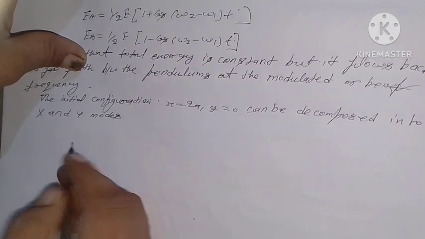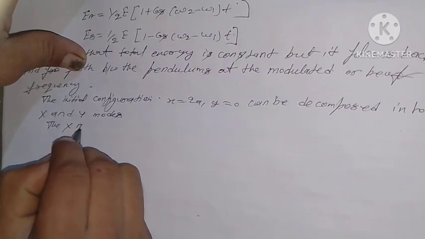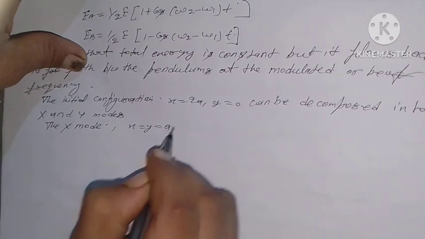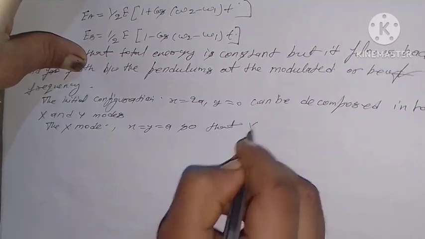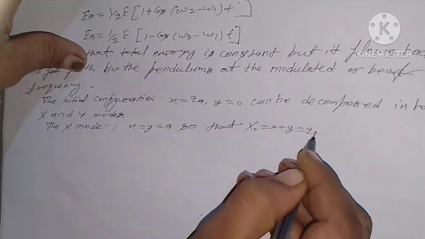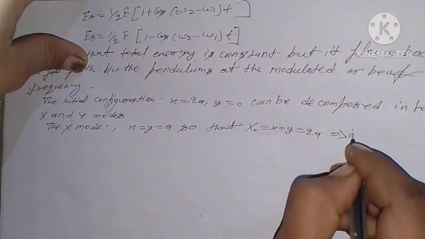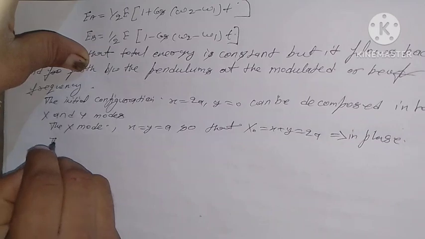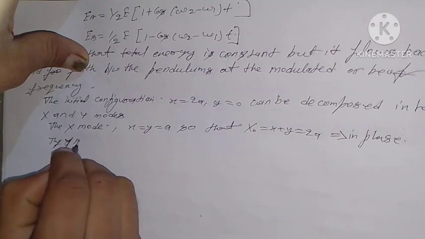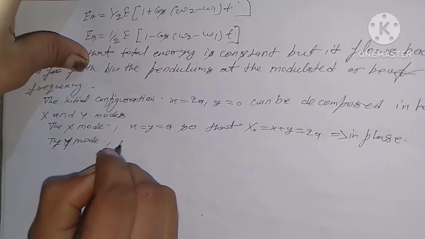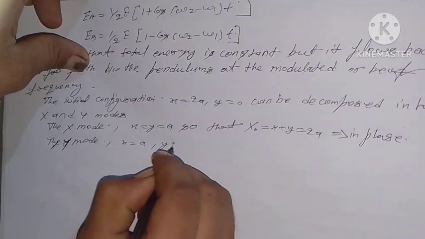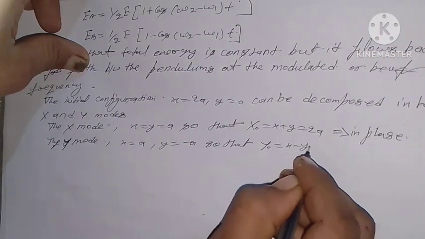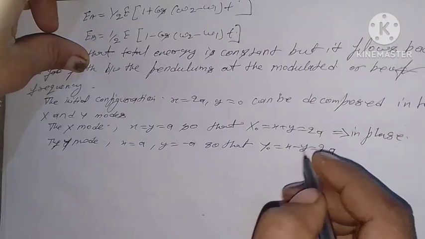The X mode is that x equals y equals a, so that X not equal to x plus y equals 2a, is known as the in phase mode, and the Y mode is that x equals a and y equals minus a, so that Y not equal to x minus y equals 2a, is known as the out of phase mode.